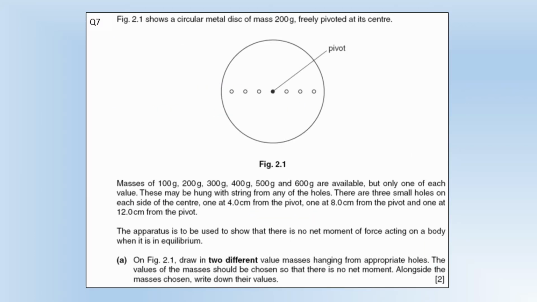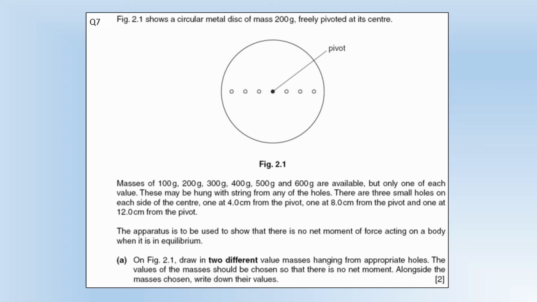So the diagram shows a circular metal disc of mass 200 grams, freely pivoted at its center. Masses of 100, 200, 300, 400, 500, and 600 grams are available, but only one of each. These may be hung with a string from any of the holes. There are 3 small holes on each side of the center, one at 4 centimeters from the pivot, one at 8 centimeters from the pivot, and one at 12 centimeters from the pivot.